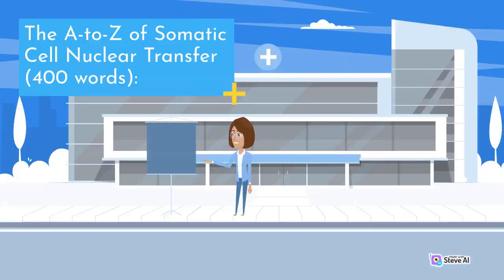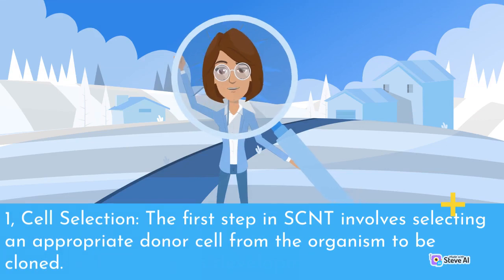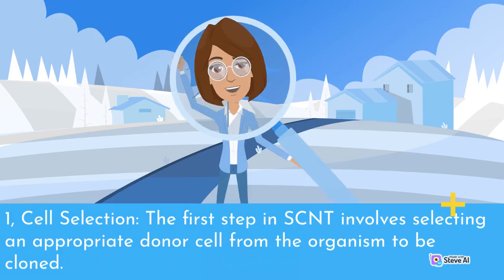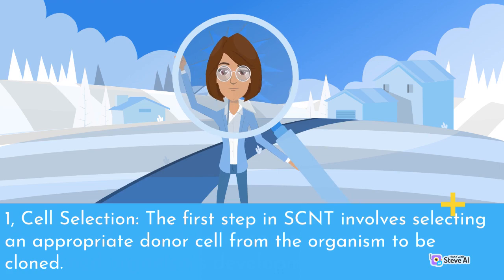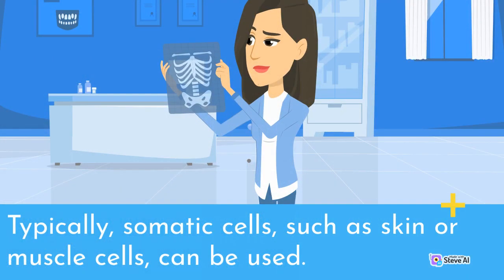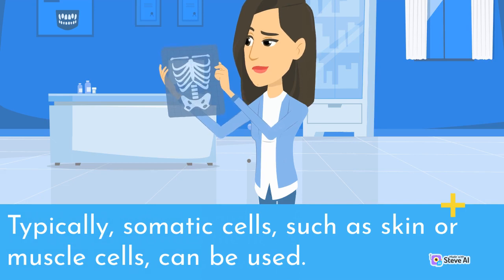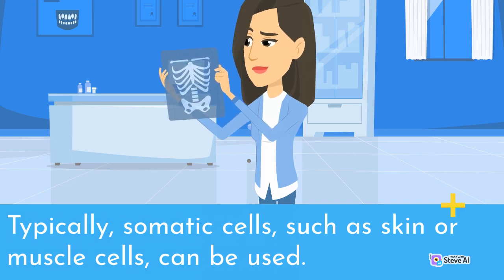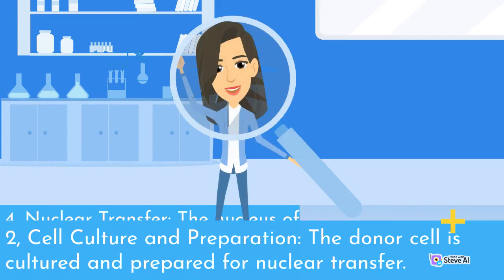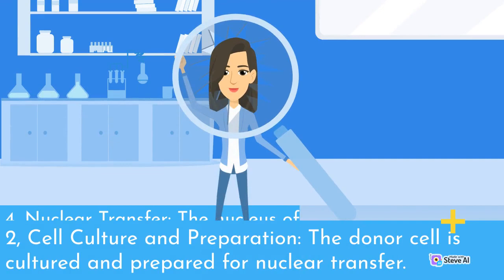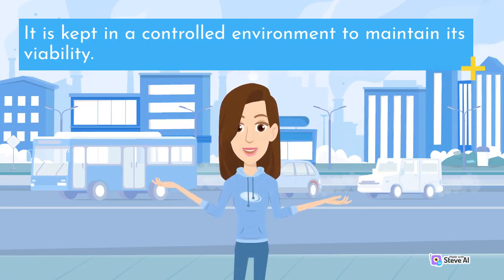The A to Z of somatic cell nuclear transfer, 400 words. 1. Cell selection. The first step in SCNT involves selecting an appropriate donor cell from the organism to be cloned. Typically, somatic cells, such as skin or muscle cells, can be used. 2. Cell culture and preparation. The donor cell is cultured and prepared for nuclear transfer. It is kept in a controlled environment to maintain its viability.